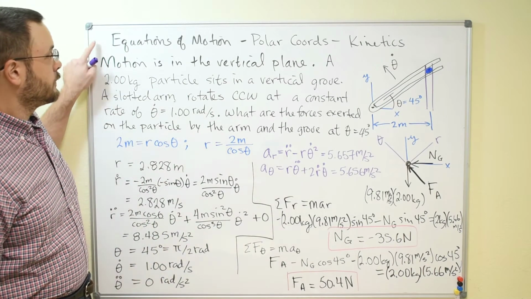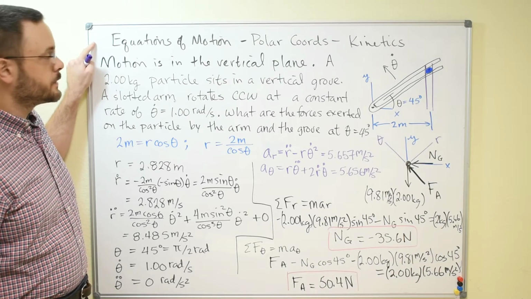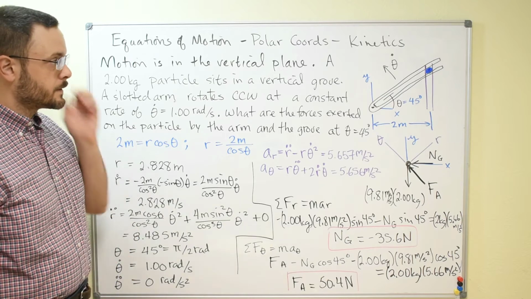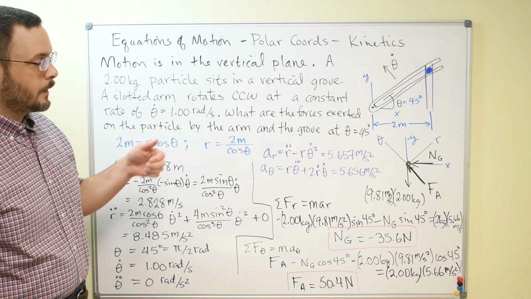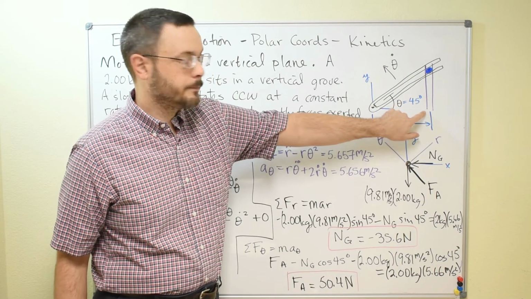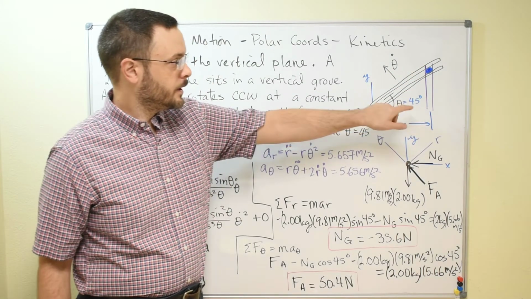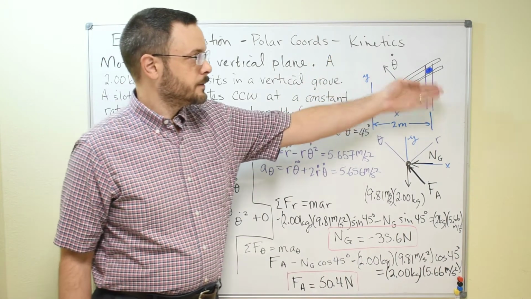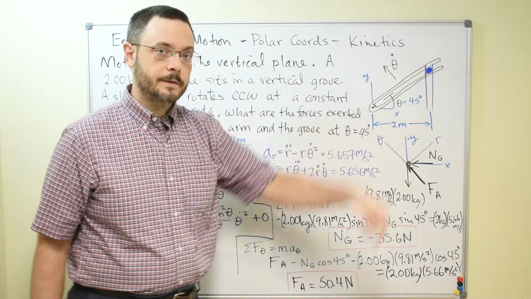So in this case we have another problem with equations of motion and polar coordinates, and we're looking at the kinetics. So we have a particle that's confined within this vertical slot, the slot in purple here, and then we have an arm that's rotating counterclockwise that's moving the particle up the slot.